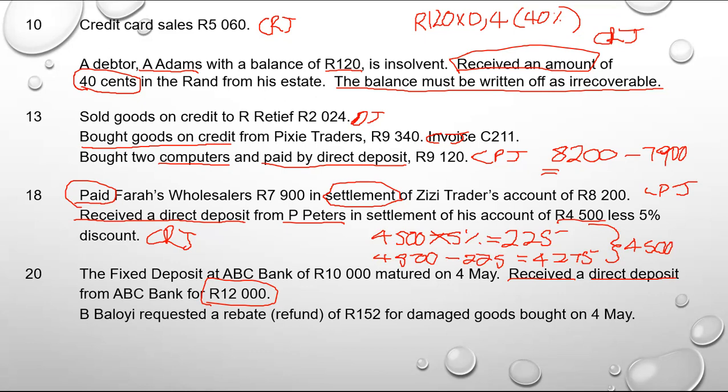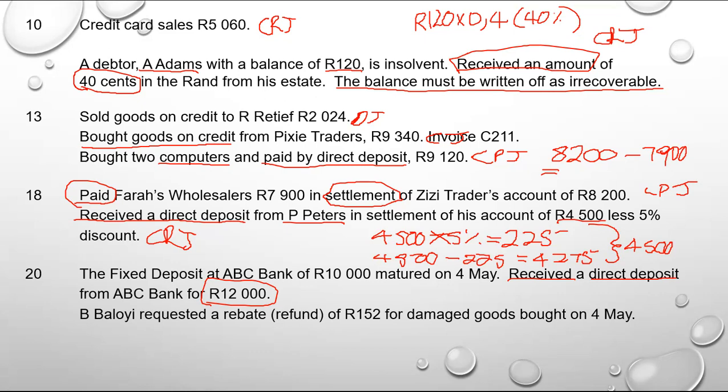Note that here we had a fixed deposit of 10,000 Rand. Matured means you're getting it back. So you're receiving it back from your investment. But now you're no longer receiving 10,000 Rand. You're now receiving 12,000 Rand. It means that it came back with interest. And how much interest will that be? The interest will be 2,000 Rand.